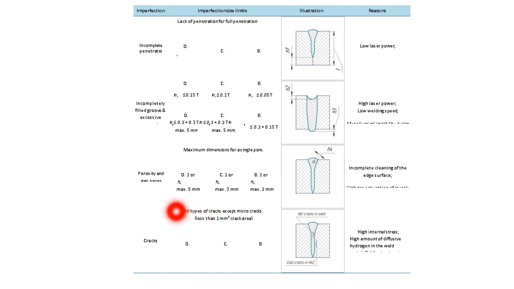The last imperfection is crack formation. The main reasons behind crack formation are high internal stress, a high amount of diffusive hydrogen in the weld metal, and the brittle structure in the heat affected zone.